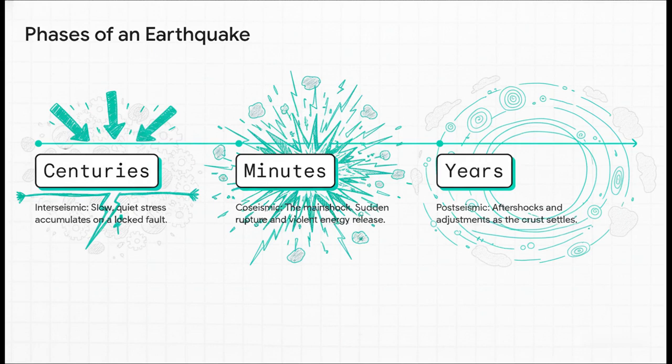Then, boom, you get the co-seismic period. That's the earthquake itself, lasting just seconds to minutes. And finally, you have the post-seismic period, when the Earth's crust is adjusting. This is a time defined by aftershocks, and it can go on for years.